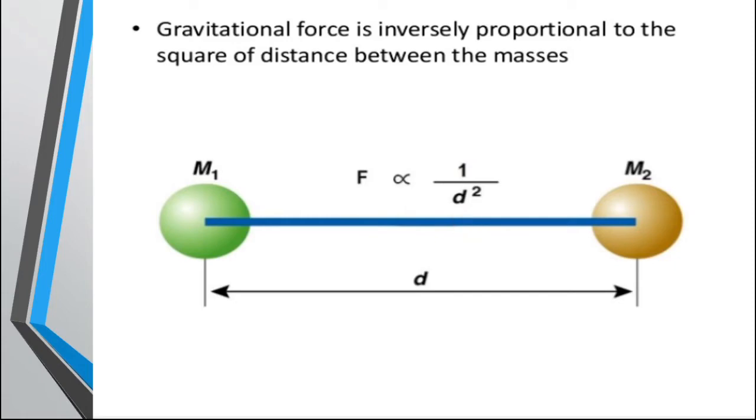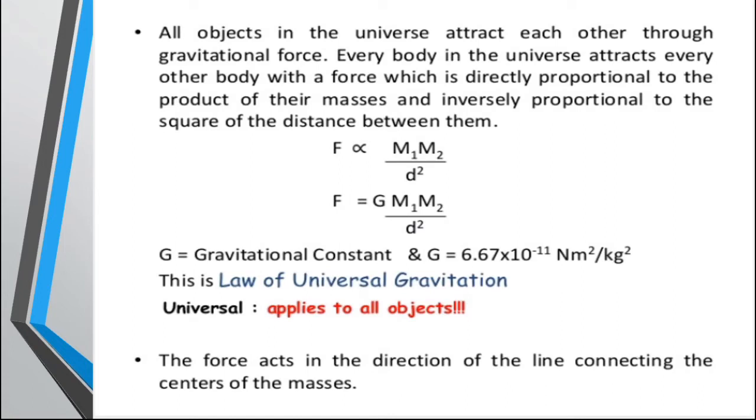If we combine these two relations, we have the equation that F is directly proportional to the product of their masses and inversely proportional to the square of the distance between them. And this was the definition of Newton's law of gravitation.